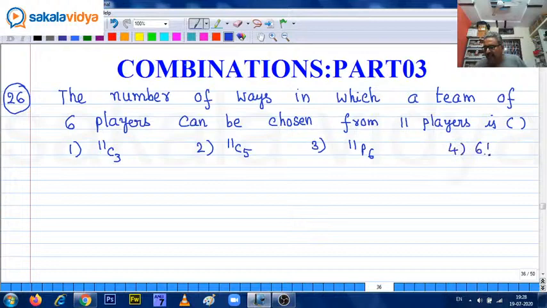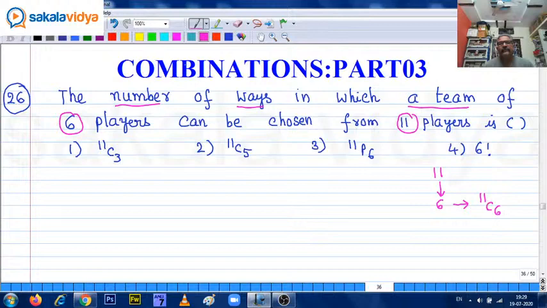The number of ways in which a team has to be formed with six players should be selected or chosen from total 11 players. So we need to select six players. So this can be done 11C6 ways. That means solution: required number of ways is equal to required number of selections. Out of 11, 6 are to be selected, 11C6.